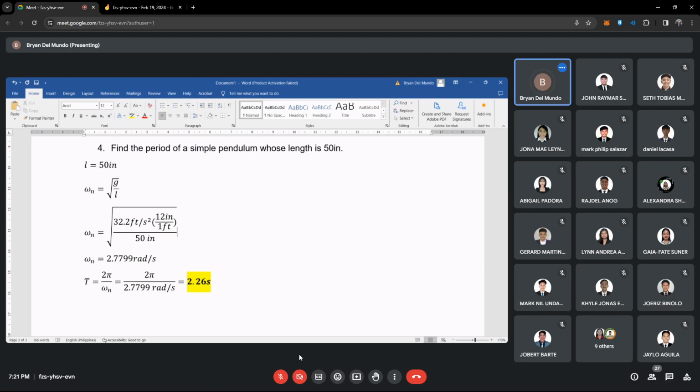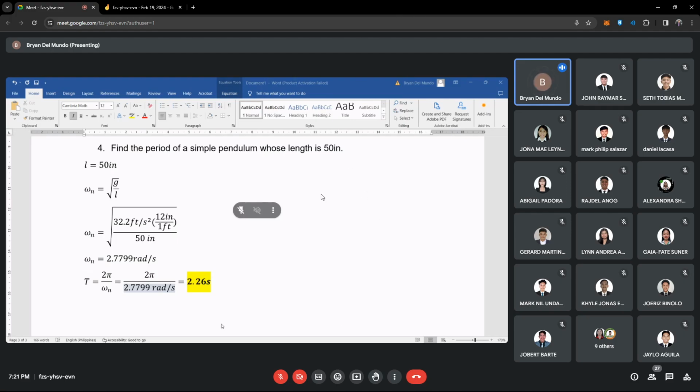So now, we're just going to substitute this value of omega n dun sa ating formula ng period. And period is equivalent to 2 pi over 2.7799 radians per second. So that makukuha natin yung period as 2.26 seconds. So any questions?